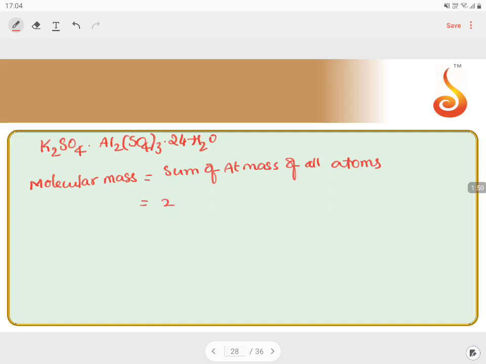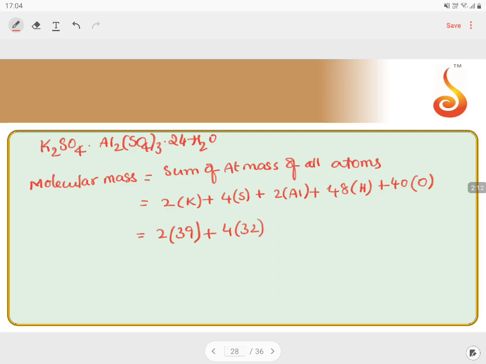It is the mass of 2 potassium atoms, mass of 4 sulfur atoms, mass of 2 aluminium atoms, mass of 48 hydrogen atoms, and mass of 40 oxygen atoms. We know atomic mass of potassium is 39 U, atomic mass of sulfur is 32 U, so 4 into 32. Atomic mass of aluminium is 27, so 2 into 27. Atomic mass of hydrogen is 1, so 48 into 1. Atomic mass of oxygen is 16, so 40 into 16.